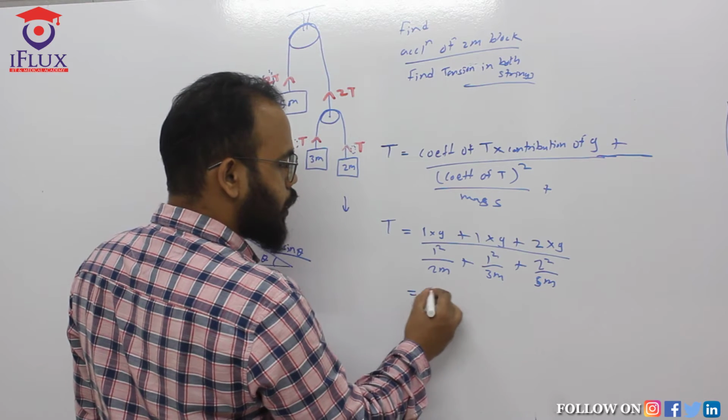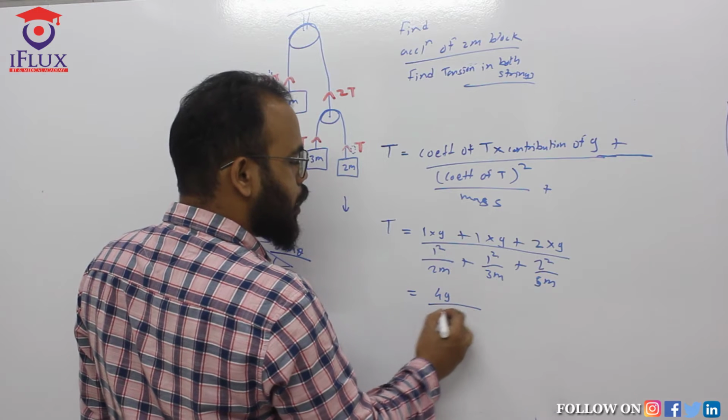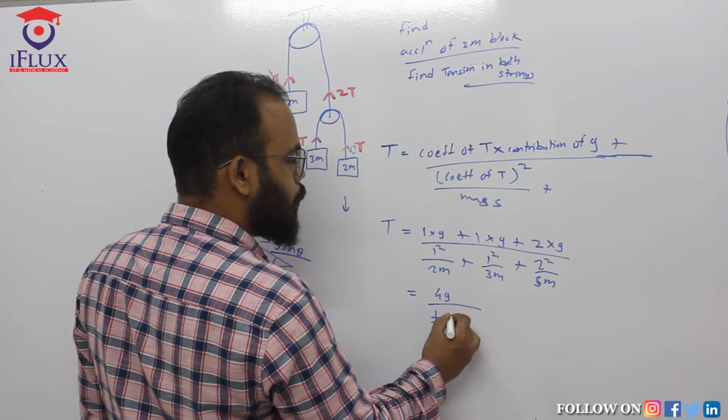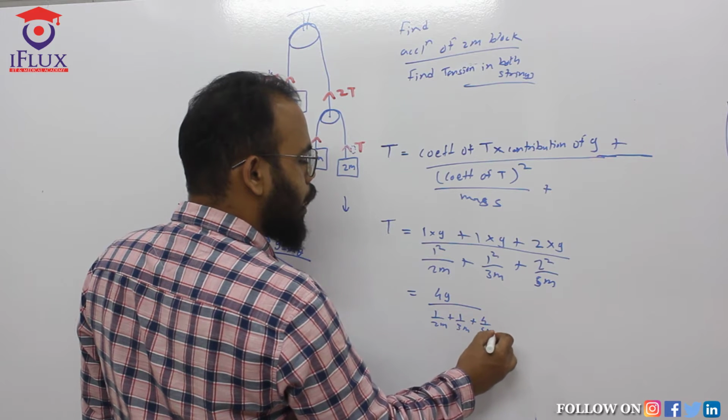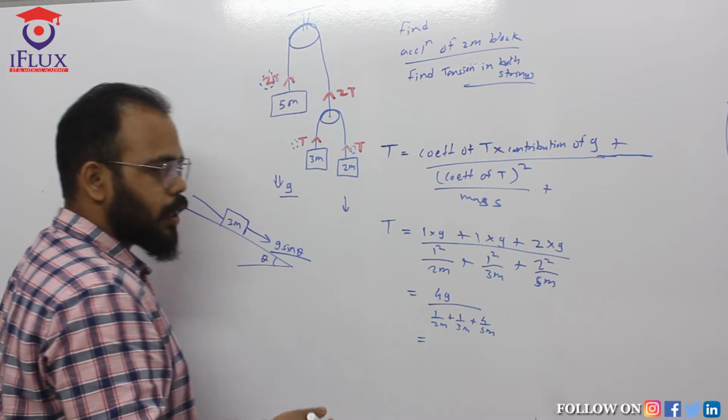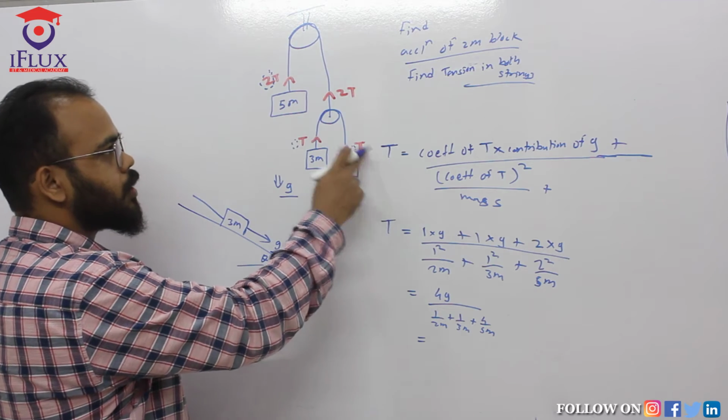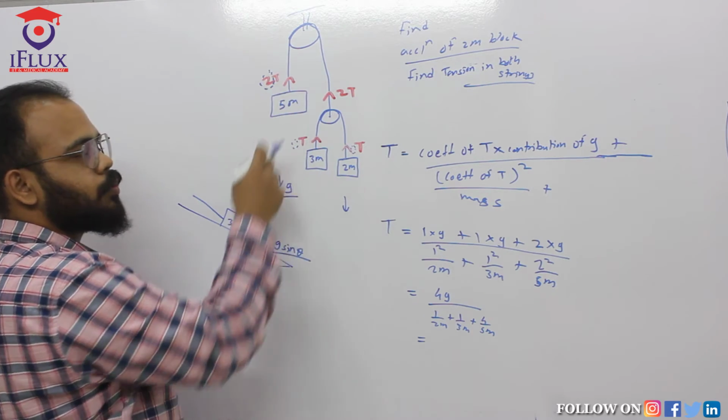So if you simplify this, it will be 4g divided by 1 upon 2m plus 1 upon 3m plus 4 upon 5m. You can simplify this and get your direct answer. So you get tension, you get 2T, you get tensions in both the strings.